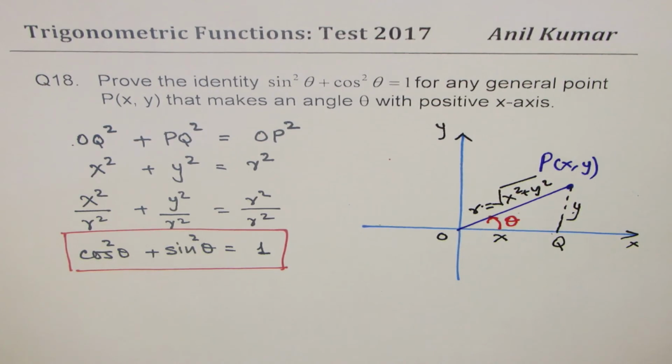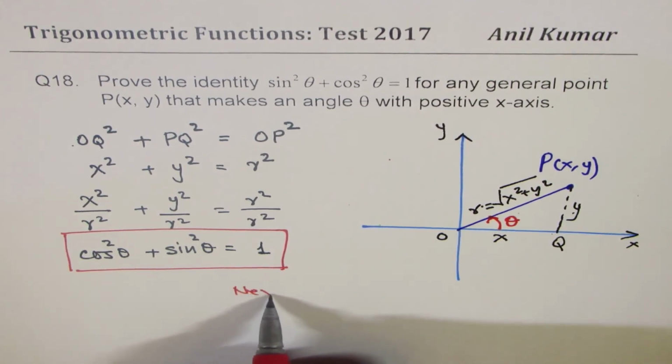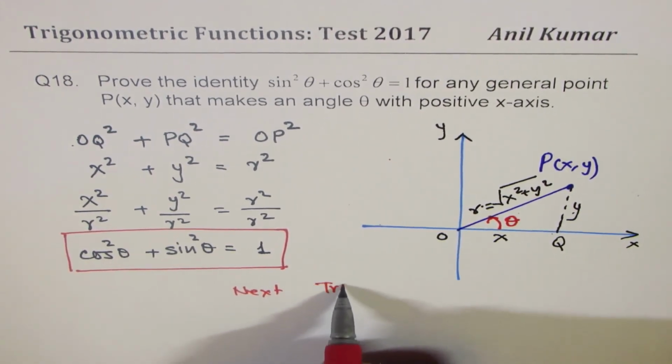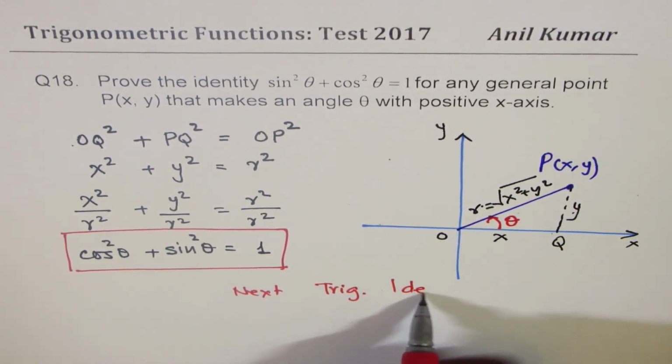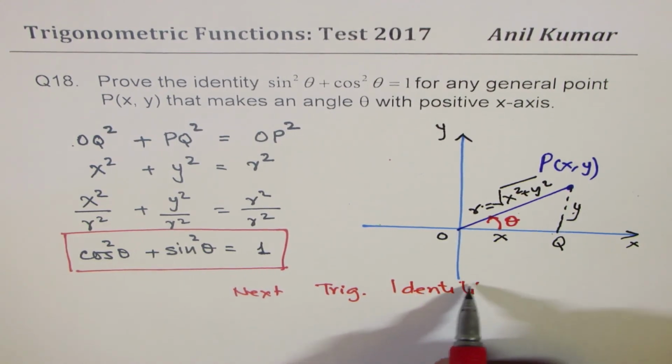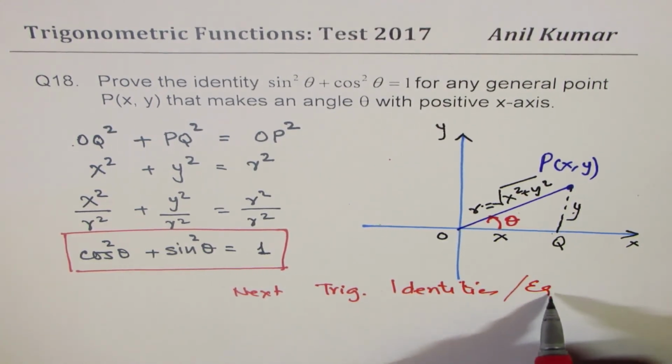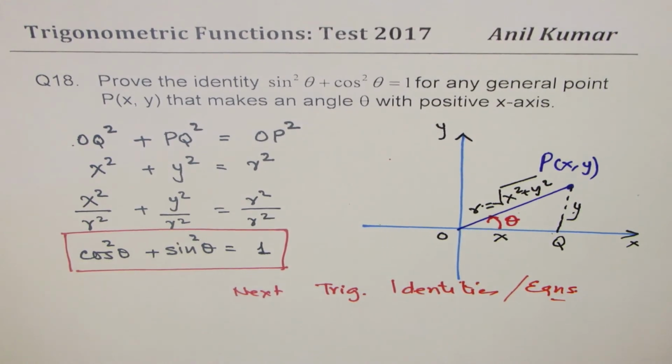So in the next unit, we are going to talk about trigonometric identities and equations. So next unit will be trig identities and equations, right? So I hope up till now the modeling of trigonometric functions and working with their ratios and reciprocal functions is absolutely clear.